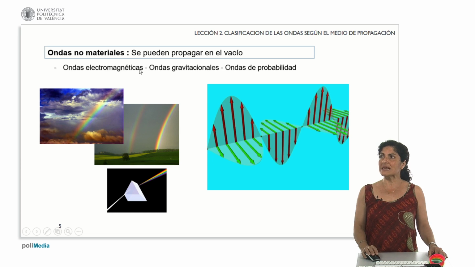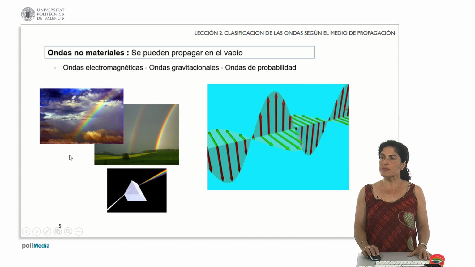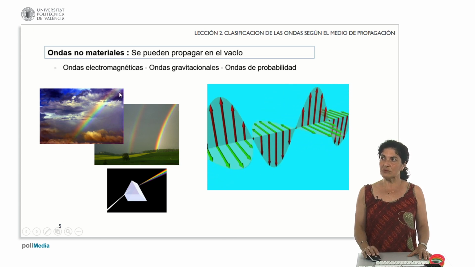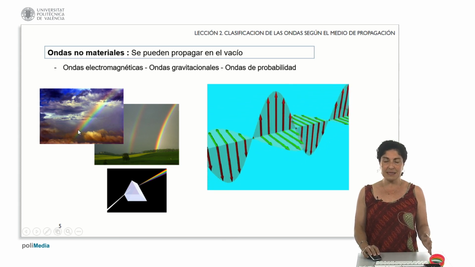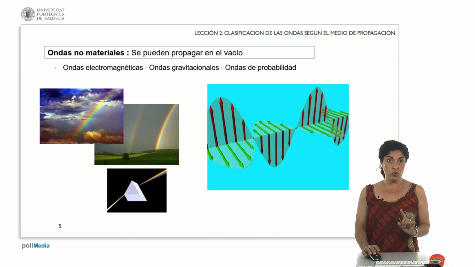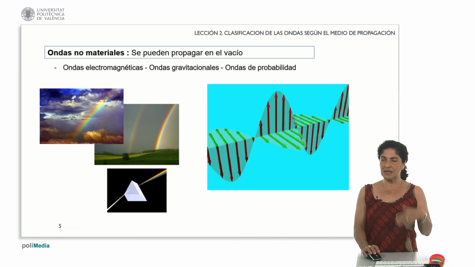Within the non-material waves, we have those widely known by us, such as electromagnetic waves, which cover the entire electromagnetic spectrum, but also gravitational waves and probability waves. An example of electromagnetic waves is represented by this visible spectrum that we have in this case, but it is not the only thing we have in the electromagnetic spectrum.